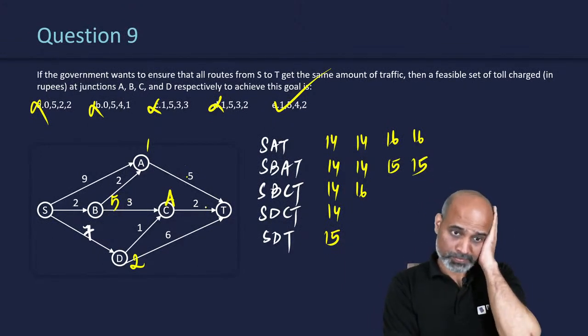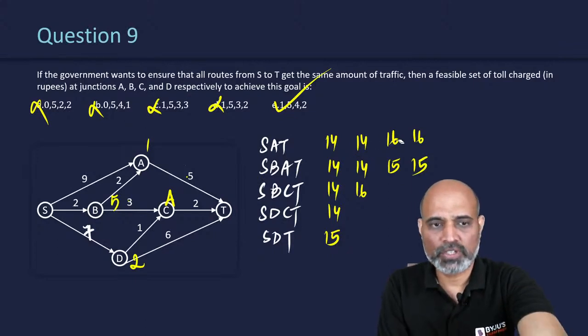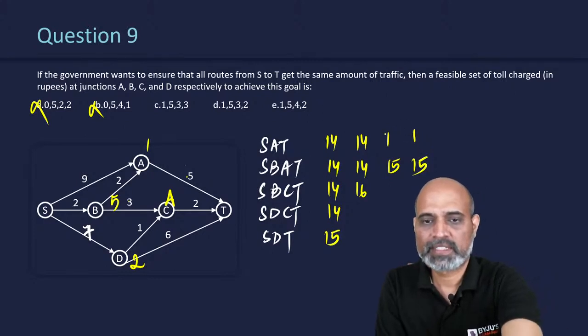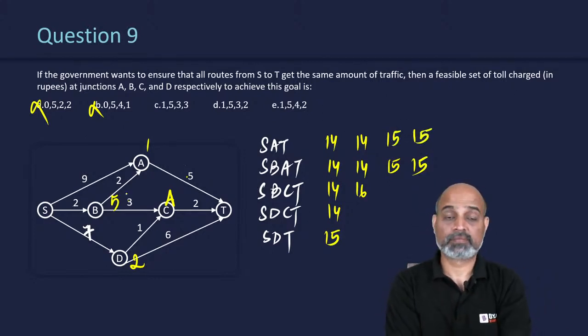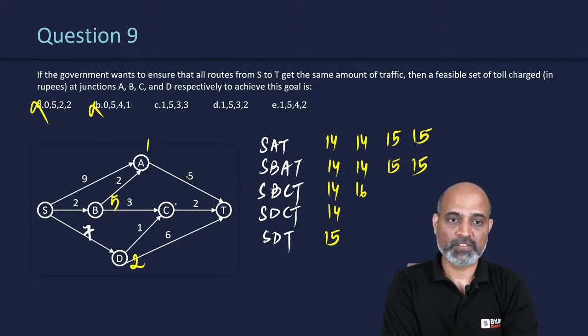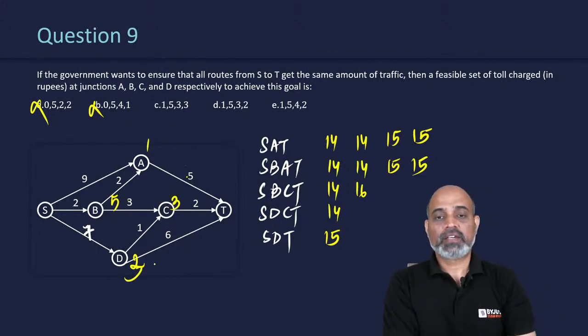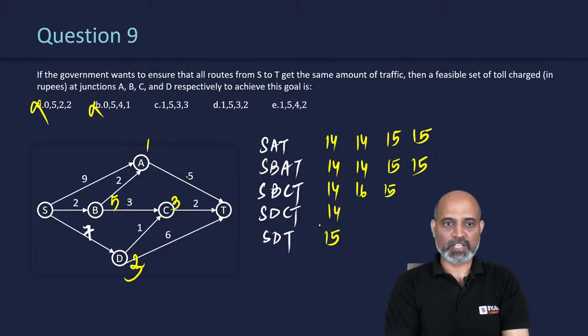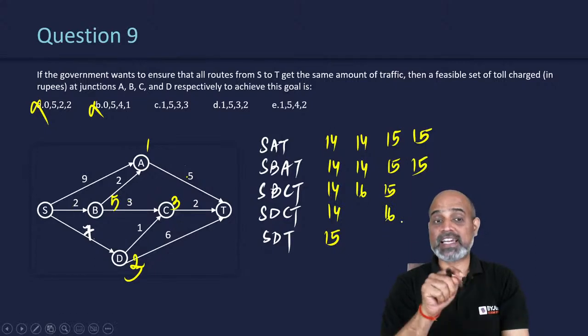One second, sorry. 9 plus 1 plus 5 is actually 15, no? One more mistake, so start again. 1, 5, 3 and 3. Okay, so 9 plus 1 plus 5 is 15. 5 plus 5 is 15. This was 7 plus 8. This one will remain 15. 7 plus 3 is 10. 10 plus 6 is 16. So it fails at SDCT.